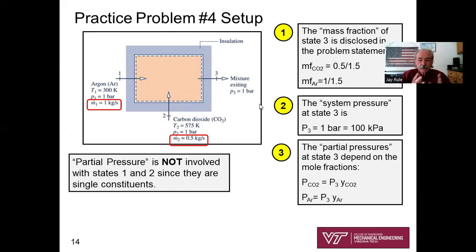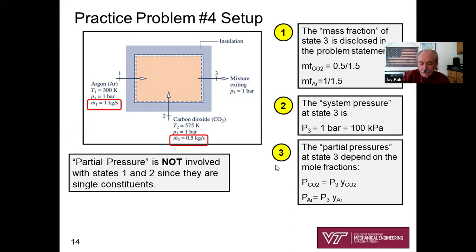So, in other words, what's given in the problem? Basically, the mass fractions at state 3 are given. Another thing to observe, the system pressure at state 3 is given. The measured pressure at state 3 is 1 bar or 100 kPa. That's going to be used in the problem.